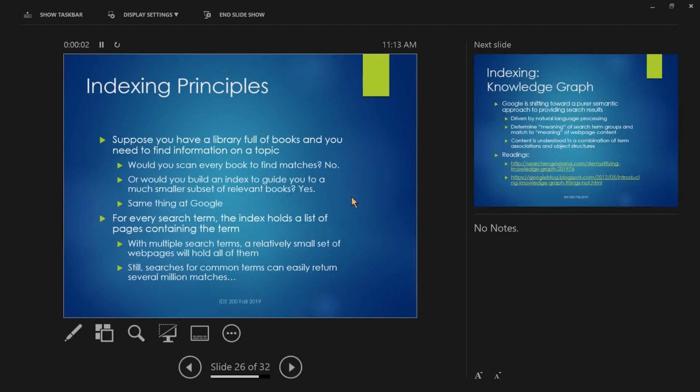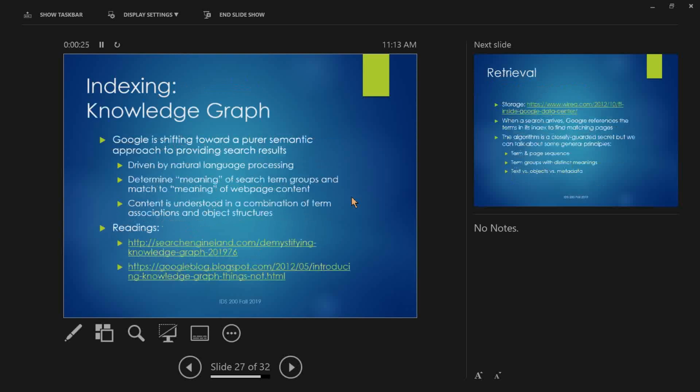Anyway, so for every search term, or set of search terms, the index holds a list of pages containing those terms, right? Now, typically as you get multiple search terms, you get a relatively small set of web pages holding them. But even so, searches for common terms can easily return several million, even sometimes billions of matches. Okay, so it's a big problem, they have to manage it. We'll talk more. We have our indexing and retrieval lecture coming up.